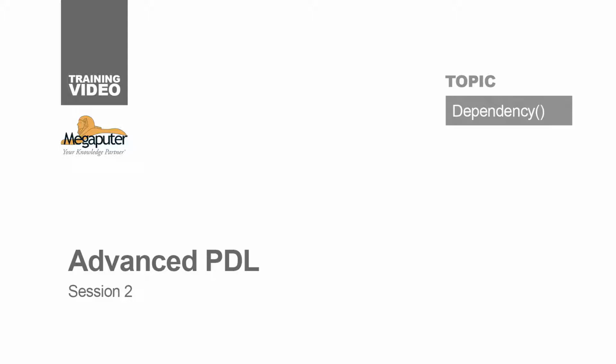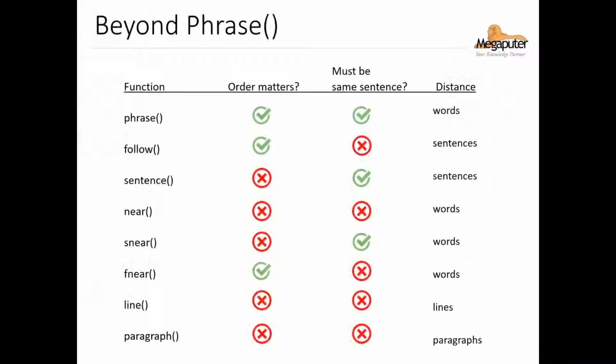So today we are going to be talking about advanced PDL capabilities. Previously you've probably seen other functions, things like phrase, follow, near, sentence. So you should be familiar with these functions already, and we've covered these probably before. Other functions here you might not have seen before, things like paragraph, line, fnear. That's okay. The point is there's a lot of different functions that can cover proximity.